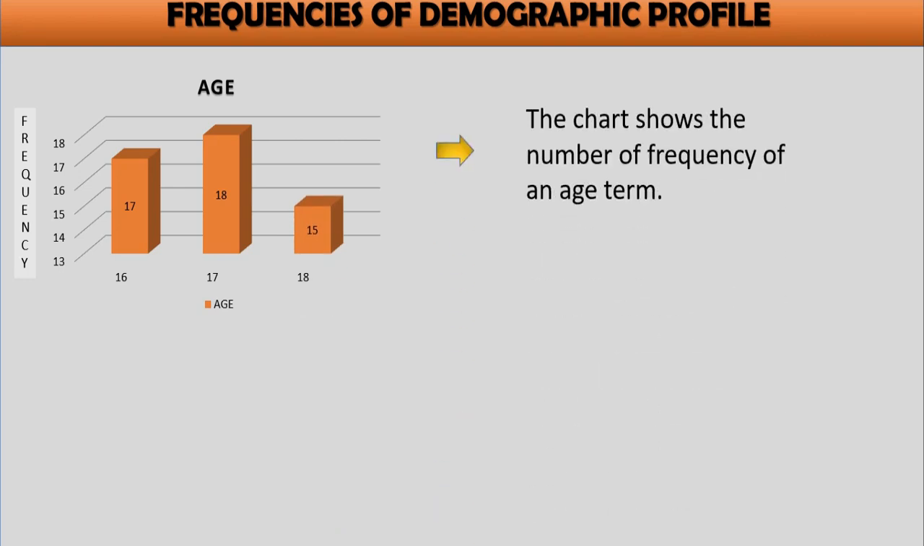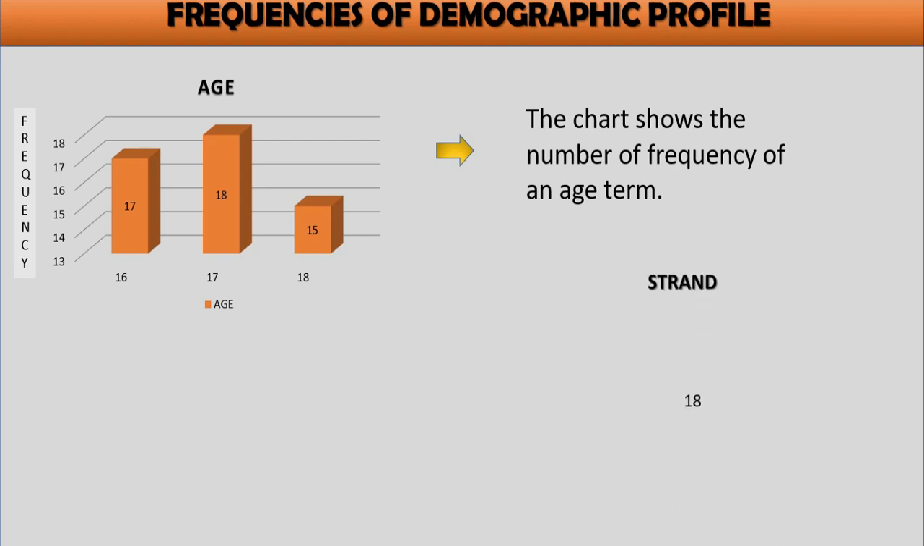The figure shows the number of senior high school students in the University of Mindanao in terms of age level. It shows the distribution of the respondents by age level. It can be reflected that most of the respondents are 17 years old, with a total number of 18, while the 16 years old respondents have a total of 17, and lastly, followed are the 18 years old respondents with a total of 15.